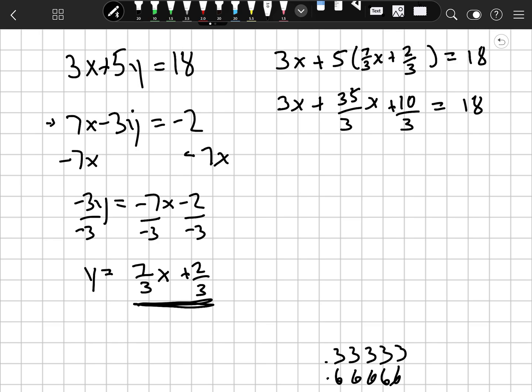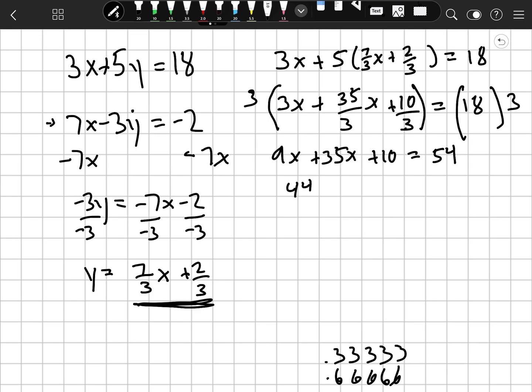Okay, from here, if we want to get rid of the fractions, and I kind of like doing that, it makes things a little simpler, we can times both sides, so I'm going to put a big parenthesis here, by the same number. And if you multiply by 3, you can kind of imagine what's going to happen with the divide by 3. They'll cancel out. So let's just multiply everything on both sides by 3. So we get 9x, and 3 divided by 3 cancels out. We get plus 35x, and 3 divided by 3 here cancels out, so we get plus 10. Equals 18 times 3 is 54.